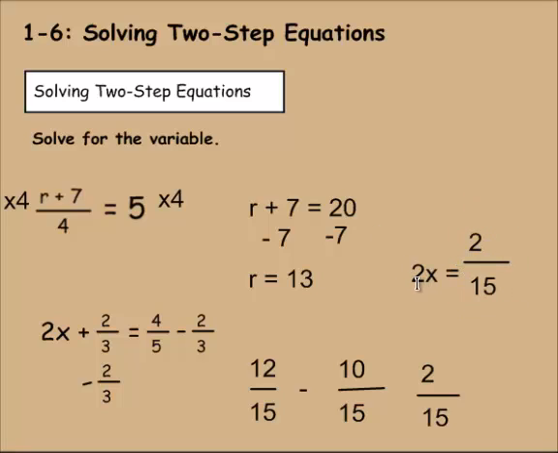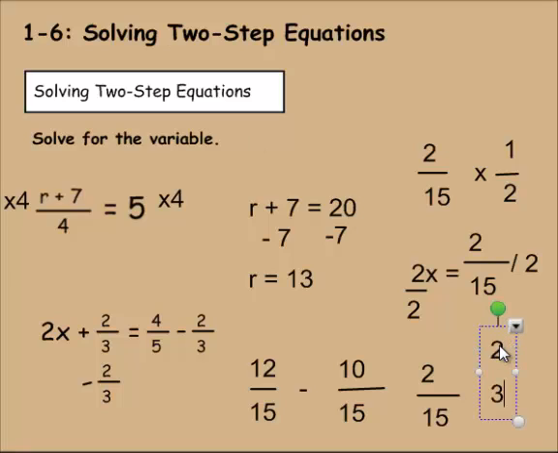So now we need to get rid of this 2 times the x, and remember, the opposite of multiplying would be dividing, so we can divide both sides by 2. So we can do 2/15 divided by 2. And we can do that over here then. Remember, we have a fraction we're dividing, we can multiply times the reciprocal. So we can do 2/15 times the reciprocal of 2 over 1, which would be 1 over 2. And if we're going to solve that, 2 times 1 would be 2. 15 times 2 would be 30. So it would be 2 over 30.